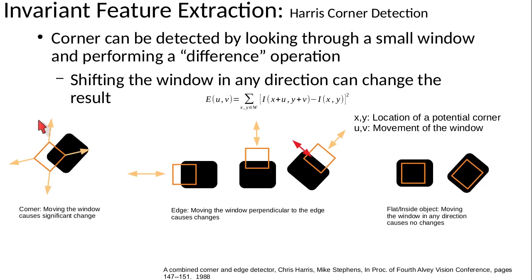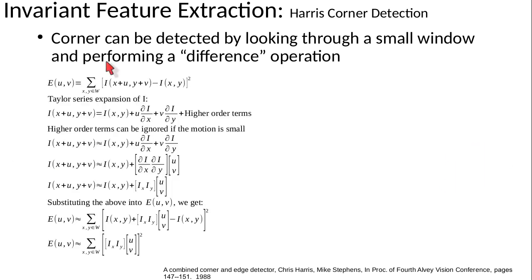Note that this property would be true even if the object was to be rotated in different directions. So for instance, here this corner would exhibit the same property, that the sum of squared differences would change significantly when you moved the window away from it. Ditto for any point on this edge. Moving along this direction will not lead to a significant change, but moving along this direction will lead to a significant change. Again, true for this object. Intuitively, we understood that corners can be detected using the sum of squared difference operation.